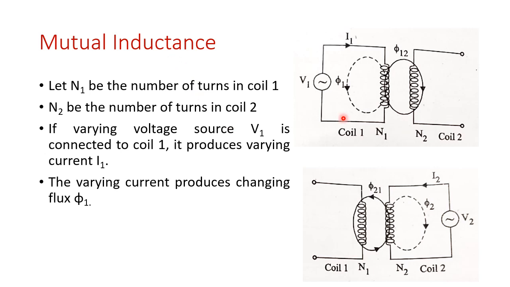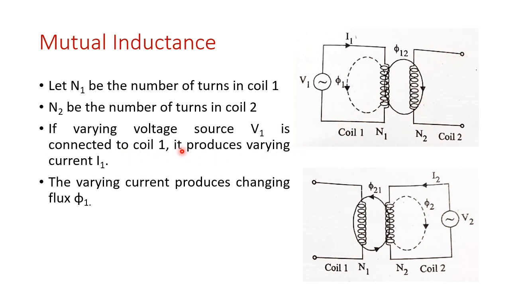Mutual inductance. Here we will be using two coils. Let N1 be the number of turns in coil 1, and N2 the number of turns in coil 2. If a varying voltage source V1 is connected to coil 1, that is N1, and coil 2 is left alone, there is no supply in coil 2.